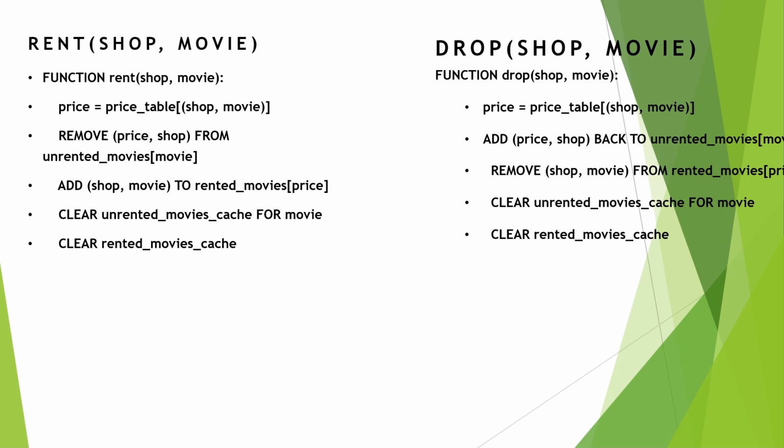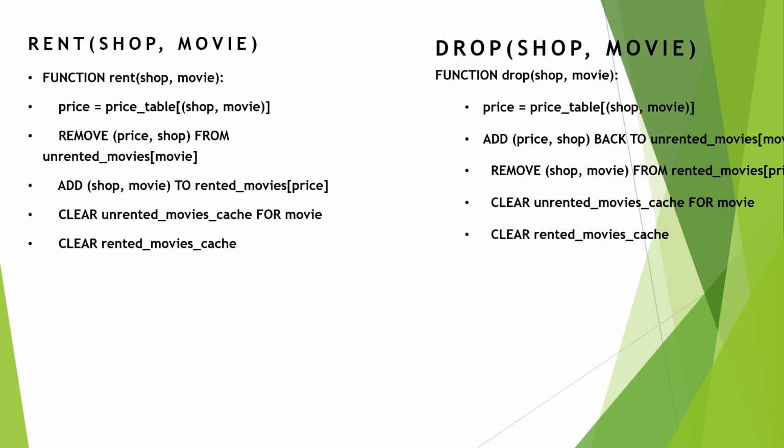Now, since we are making changes to the rented and unrented movie sets, we will clear the unrented movie cache as well as the rented movie cache. Please note that the unrented movie cache is an unordered map from a movie to its listed shops. So we don't have to clear the whole cache, we just have to clear the cache for that movie. So if you're dealing with movie 2, we will clear movie 2 from the cache.